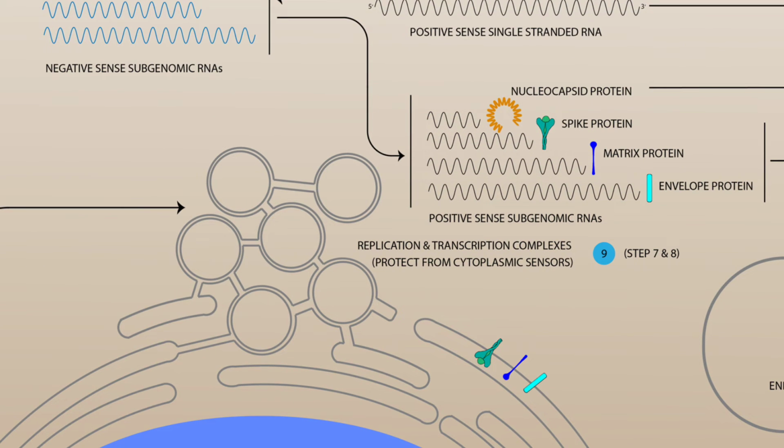Step 9. Replication and transcription complexes are separate rooms within the cytoplasm which are derived from rough endoplasmic reticulum. They are double membrane vesicles where viral replication and transcription can occur. These complexes protect viral genome from cytoplasmic sensors. In other words, most of the reactions shown in Step 7 and Step 8, including copies of viral genomes and subgenomic RNAs, take place inside these replication and transcription complexes.